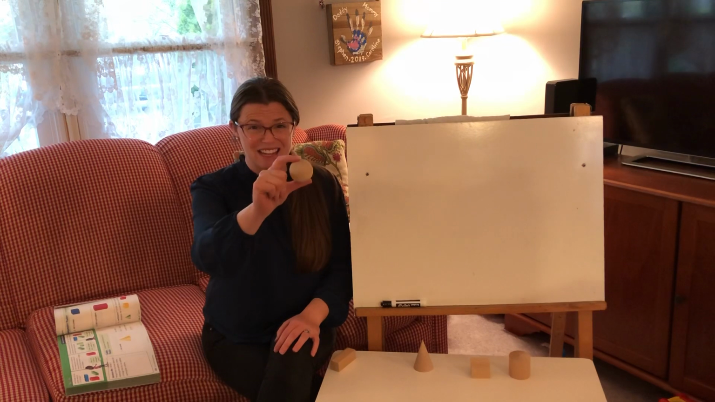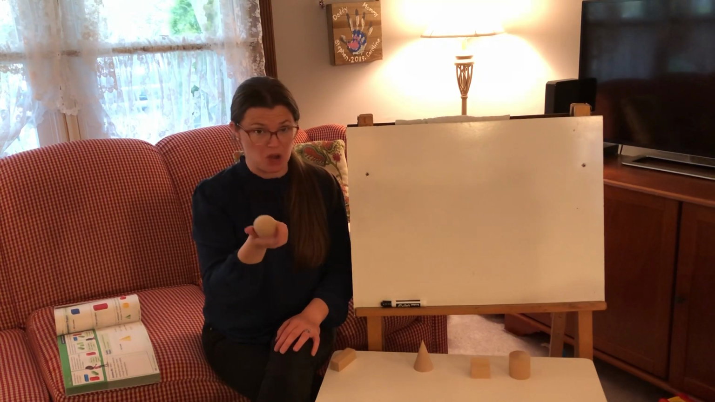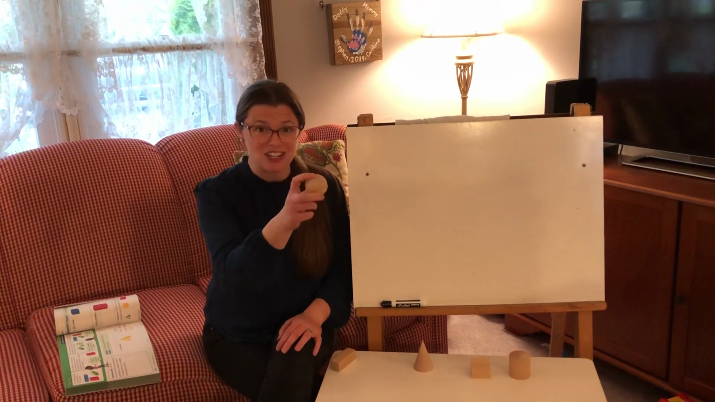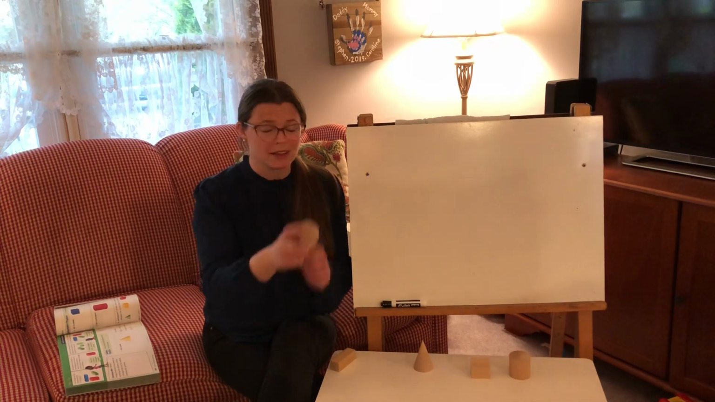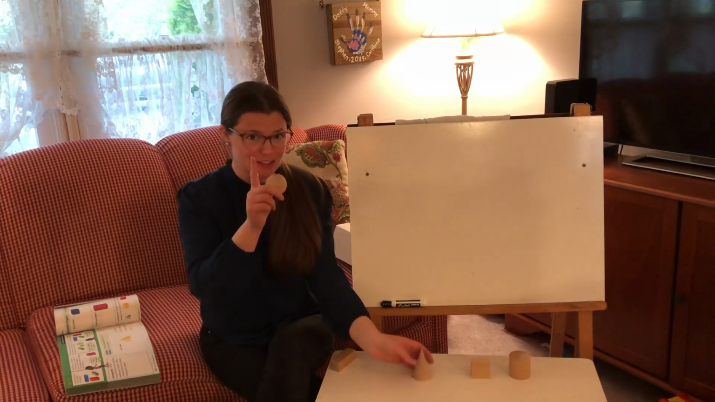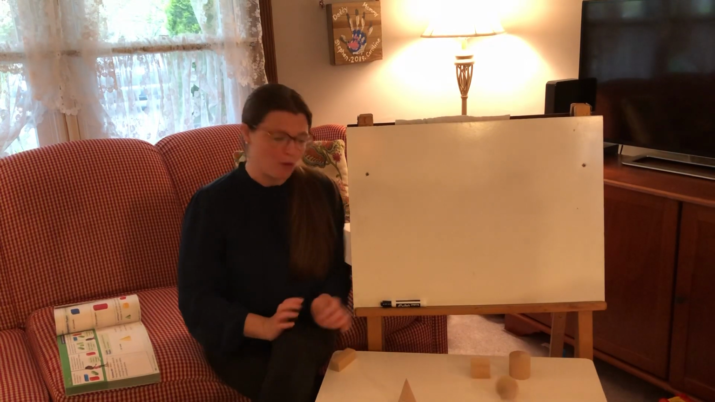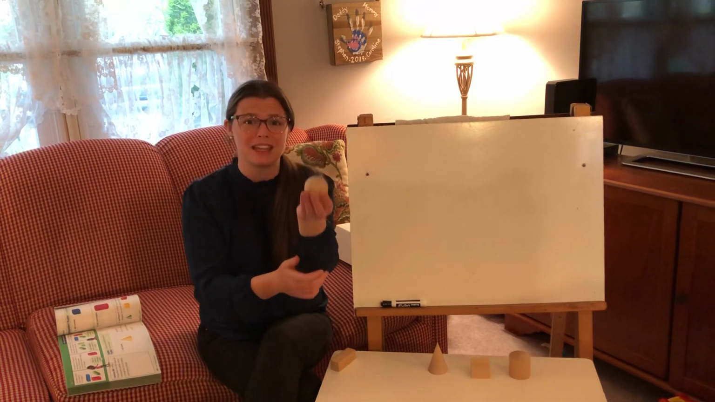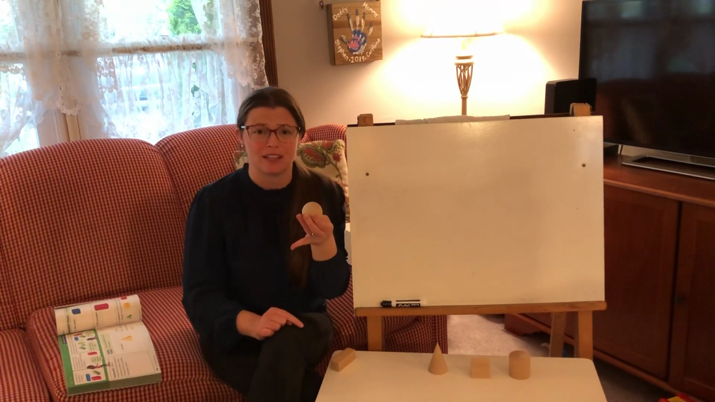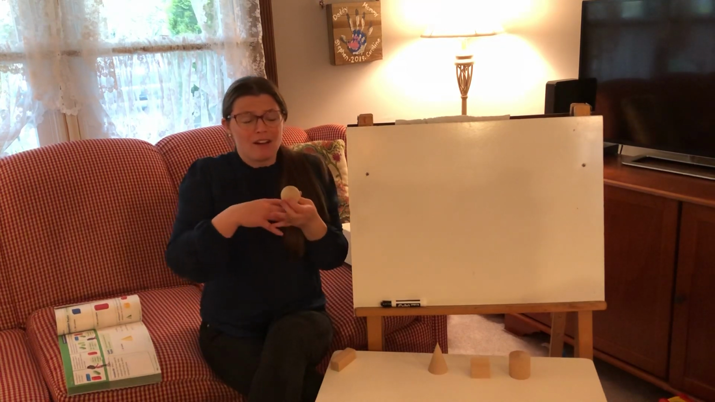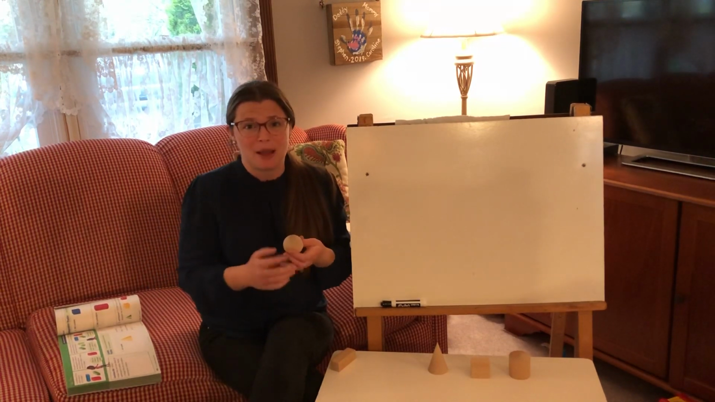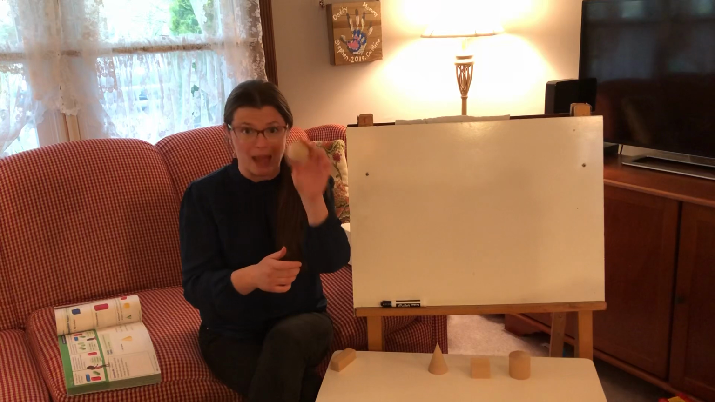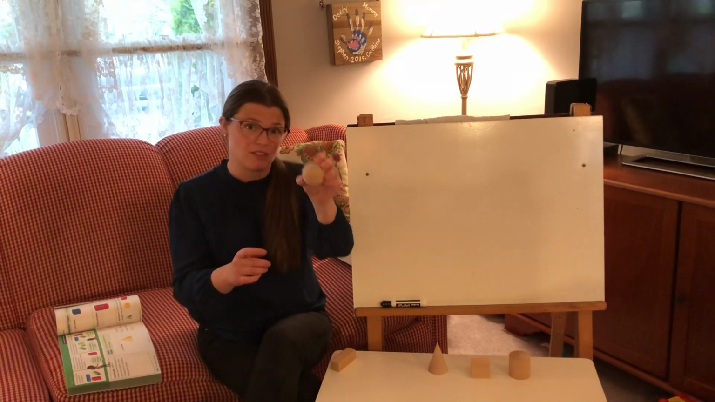Are there any vertices here? No, there are no vertices on a sphere. What about edges? Does it have edges? Nope. But what does it do very well? It rolls, right? So that is what makes a sphere a sphere. It has no vertices. It has no flat surfaces. There are no edges, but it can roll. And out of all the shapes, this one probably rolls the best, right? So that's what makes a sphere a sphere.